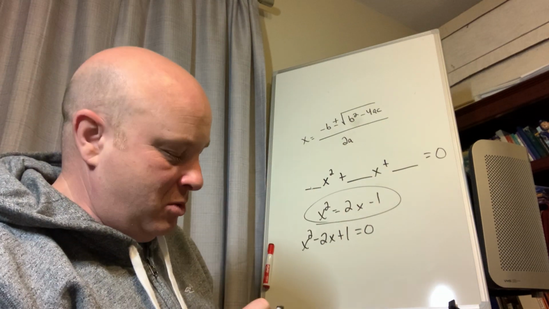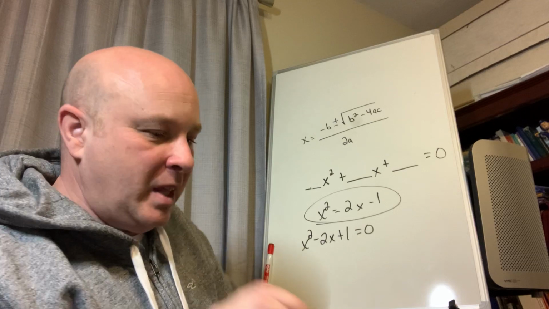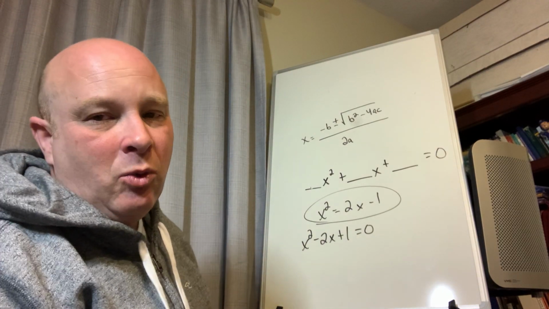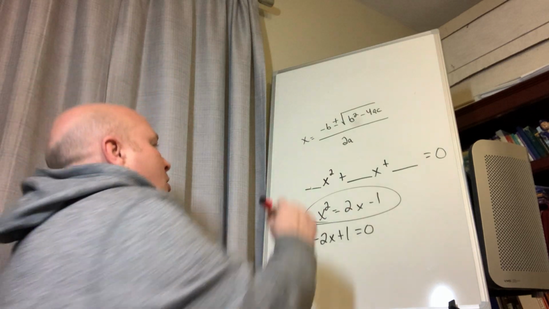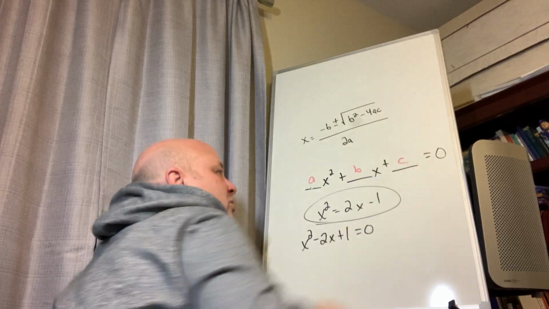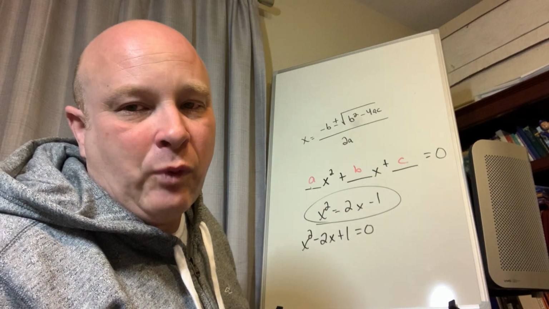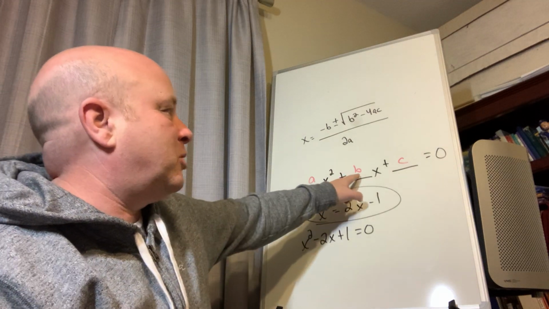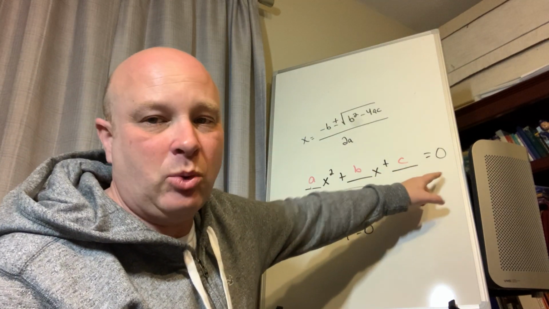So the way that we communicate this, though, is because we don't know from problem to problem what's going to be in those blanks, we use letters, and we call this one A, call this one B, and call this one C, okay? So the standard form of the quadratic equation is ax squared plus bx plus c equals 0.